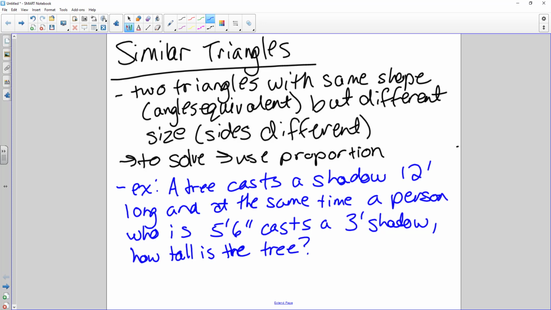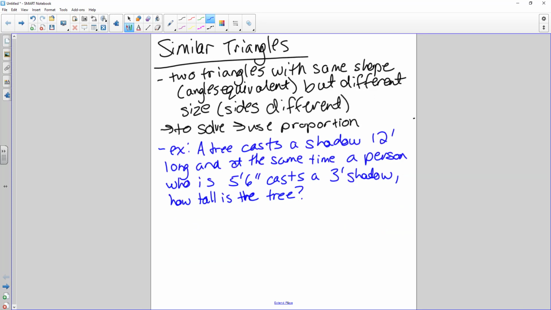So this would be a situation where we can use similar triangles, because if this is happening at the same time, the angle of the sun is the same. So let's say I've got, here's the tree, and here's the shadow that it's casting, and then we've got the person casting a shadow kind of like this, making a triangle. So down here, angle A, those would be the same.